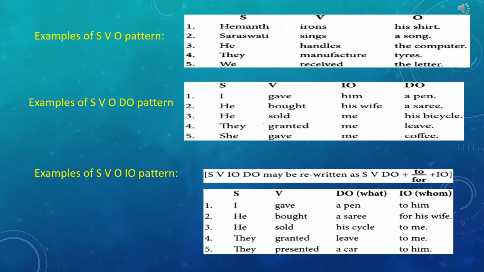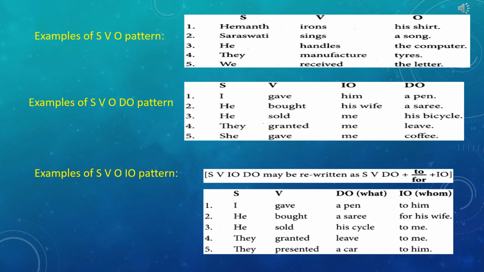Now let us see some examples of SVO pattern, that is subject, verb, object pattern. Here we have SVO. The sentence is Hemnath irons his shirt. Hemnath is a subject, verb is irons, O that is object. What does he iron? His shirt.